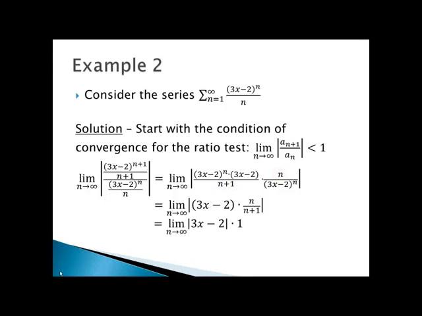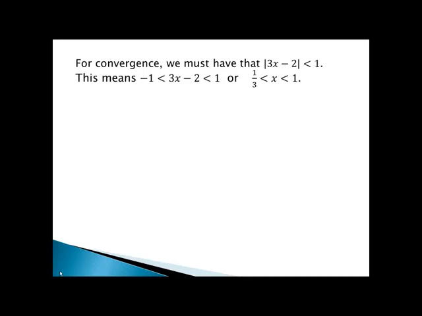As n goes to infinity, 3x minus 2 remains the same, and using L'Hopital's rule will let me know that n divided by n plus 1, that limit is equal to 1. So in the end, my limit is simply the absolute value of 3x minus 2. For convergence, I must have that the absolute value of 3x minus 2 is less than 1.